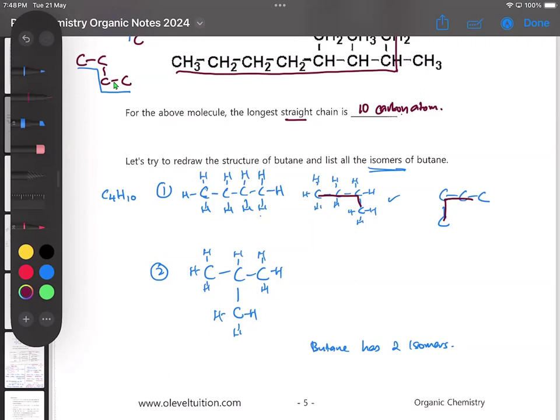So we want to detach them and then reconfigure them a bit. So this 1, 2, and 3, they are all the same thing. They are basically the first isomer. This is our second isomer. Understand? So for this butane molecule, there are only two isomers present.